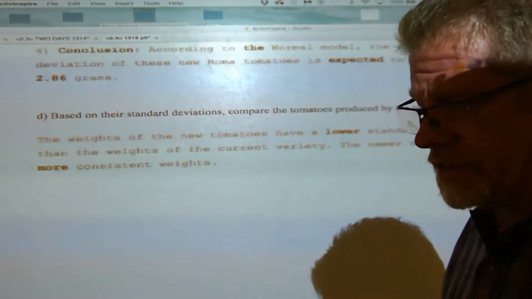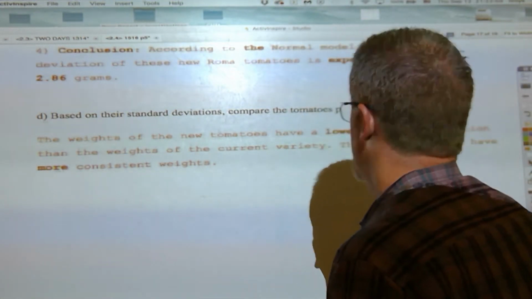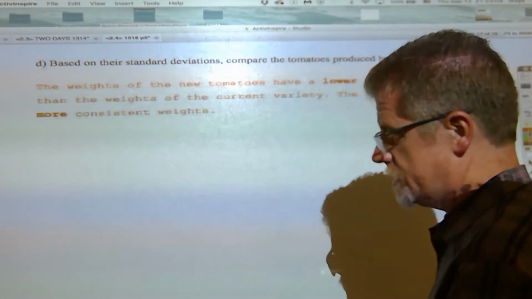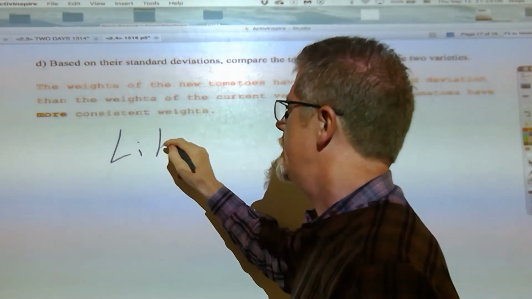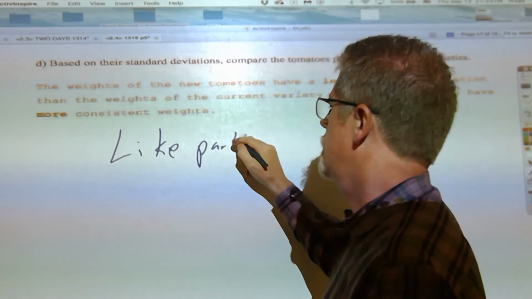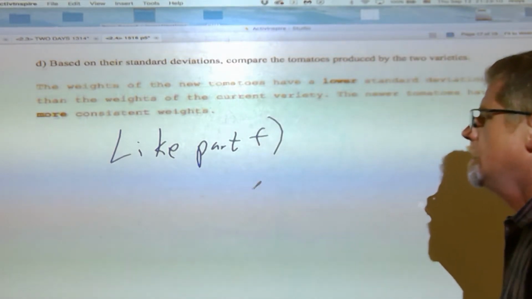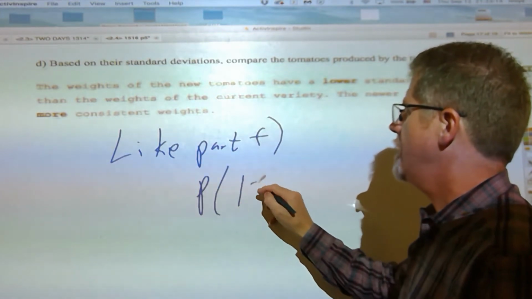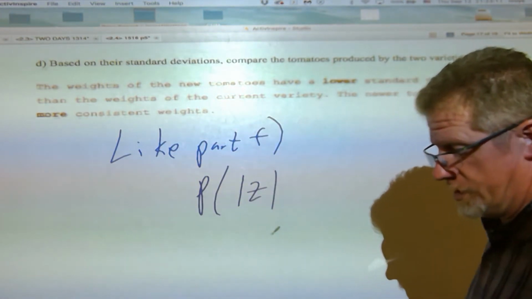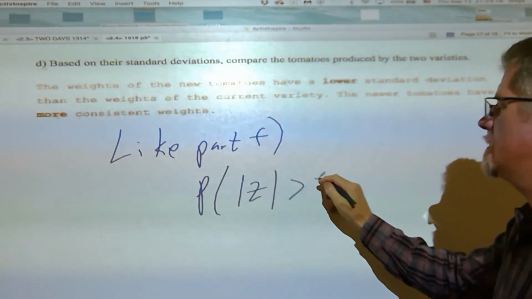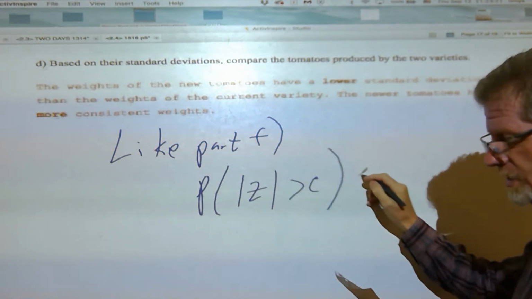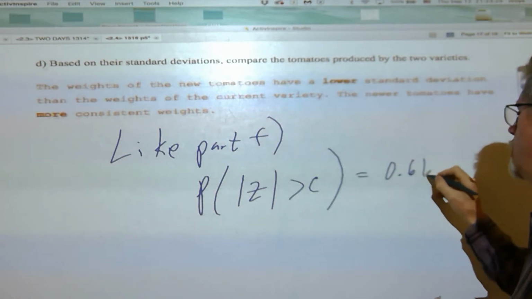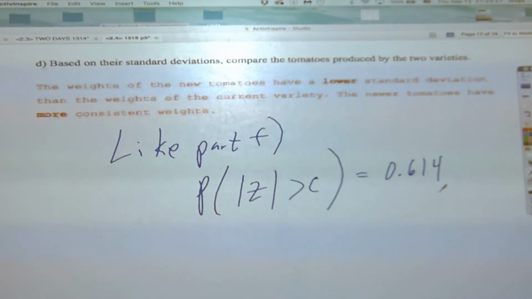So let's do one similar to part F. Let's just do it right here. Suppose you had to find, we can call this problem like part F, the probability that the absolute value of a standard score being greater than C is equal to, let's say, 0.614.